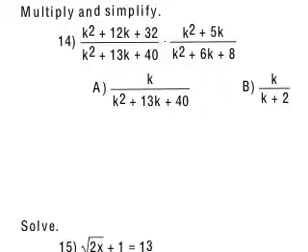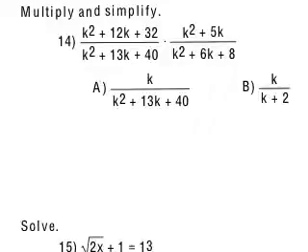Number 14. Now we just have multiplication with a bunch of k's. It's two rational expressions. We have k squared plus 12k plus 32. We have to factor. What can we factor that into? k plus 8 and k plus 4. And then the one dividing it, k squared plus 13k plus 40.